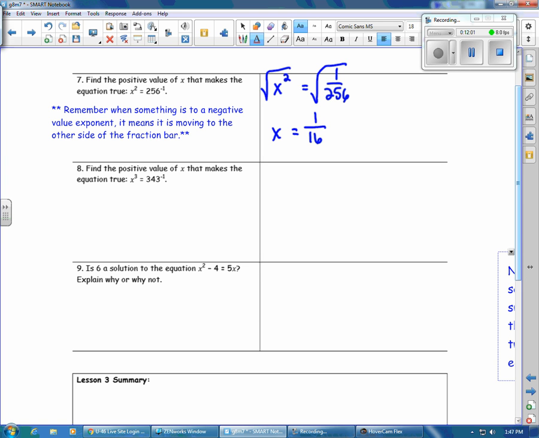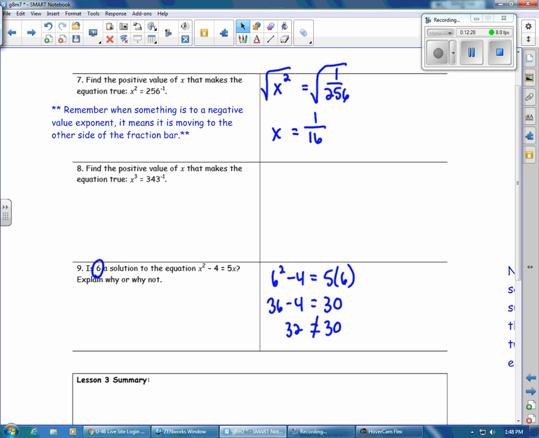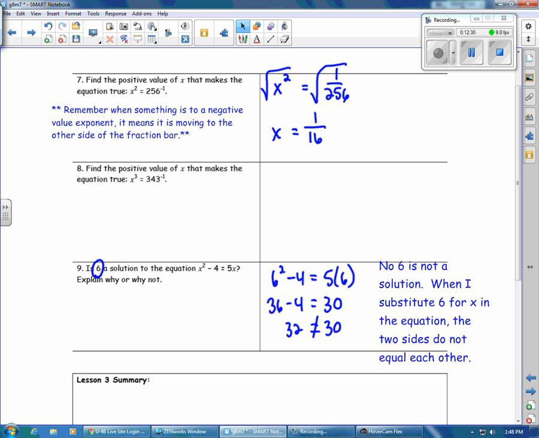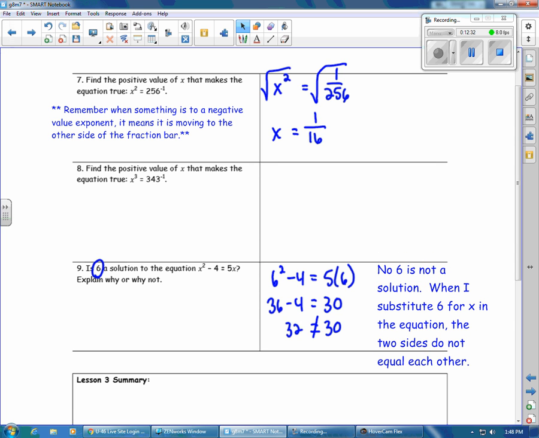For 9, it says, is 6 a solution to the equation x squared minus 4 equals 5 times x? So you're substituting in 6 for the x. So is 6 squared minus 4 equal to 5 times 6? 6 squared is 36, minus 4 equals 32. 32 does not equal 30. So therefore, no, 6 is not a solution. When I substitute 6 for x in the equation, the 2 sides do not equal each other.